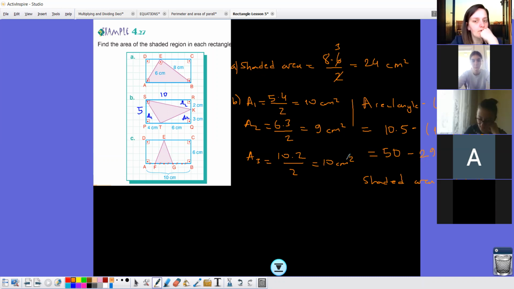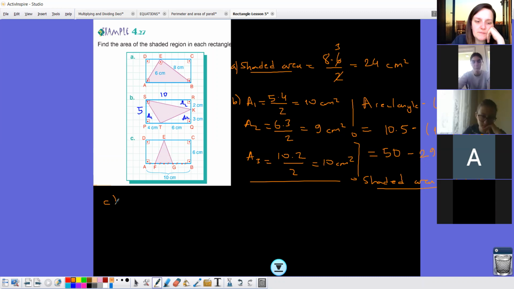So we can't use it. No, because there is no information about the other angles. Okay. So we found the shaded area here and here. What about in C? What will we do in C?